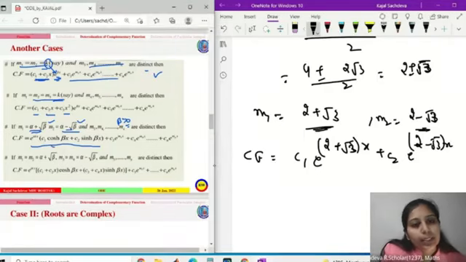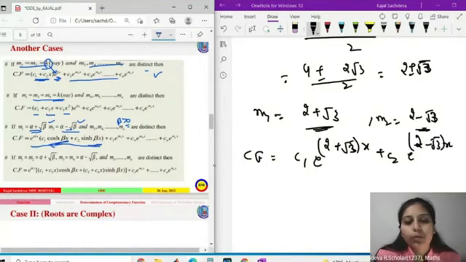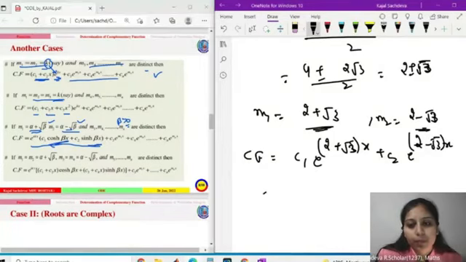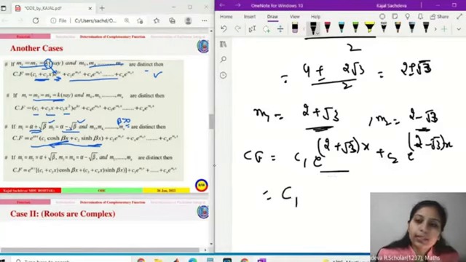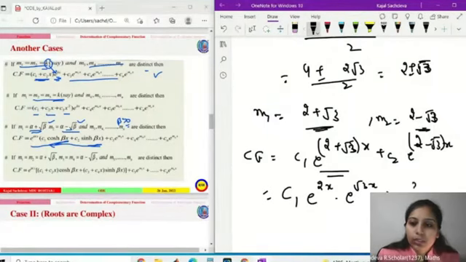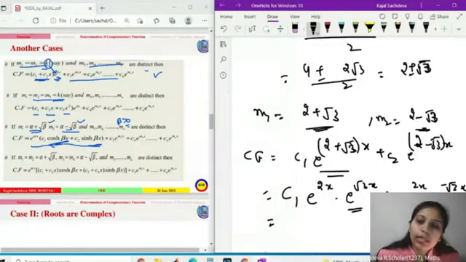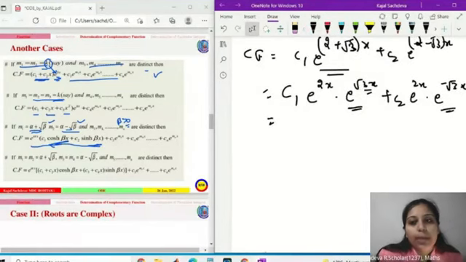But we have written it here in cos hyperbolic and sin hyperbolic form. So how can this be written? How have we written this type of equation? For writing this, just separate e raised to power 2x into e raised to power root 3x, plus C2 e raised to power 2x into e raised to power minus root 3x. Now what we can do here is substitute the value of this and this. Here we have e raised to root 3x. How can we write e raised to power x and e raised to power minus x?